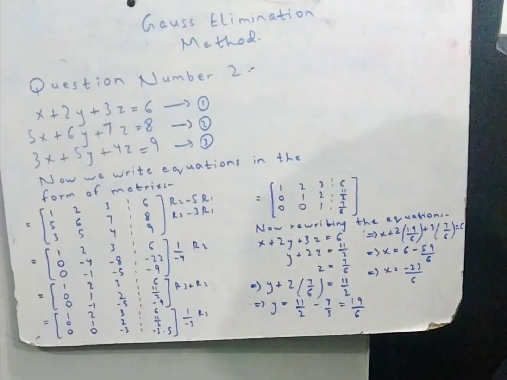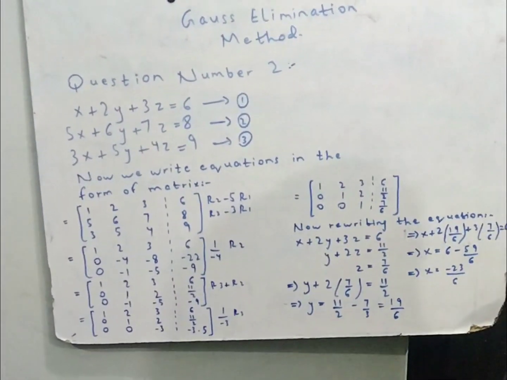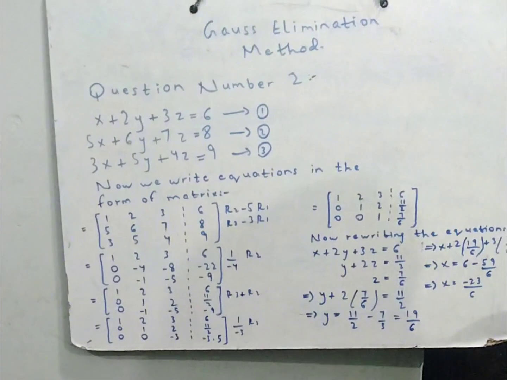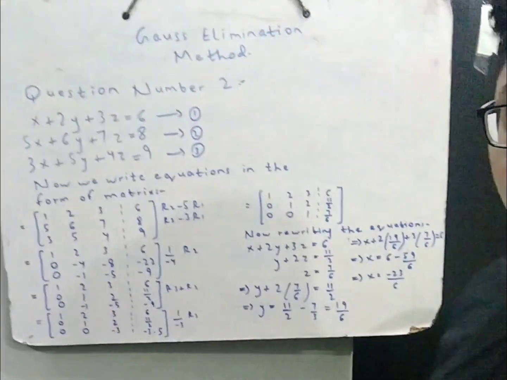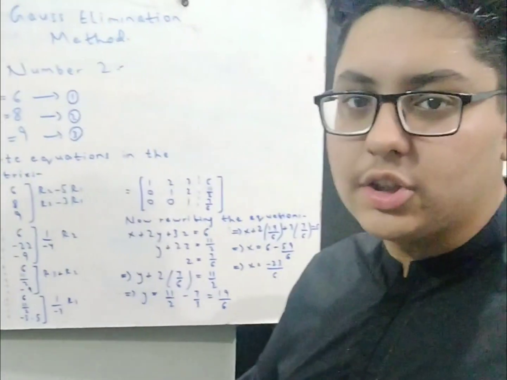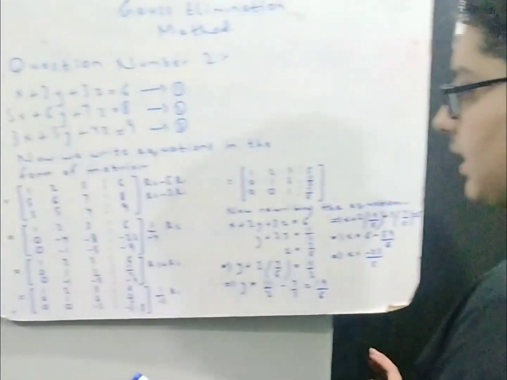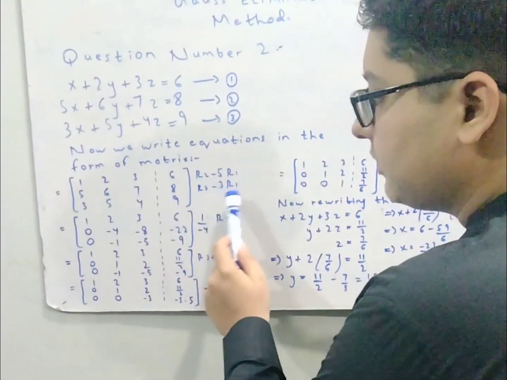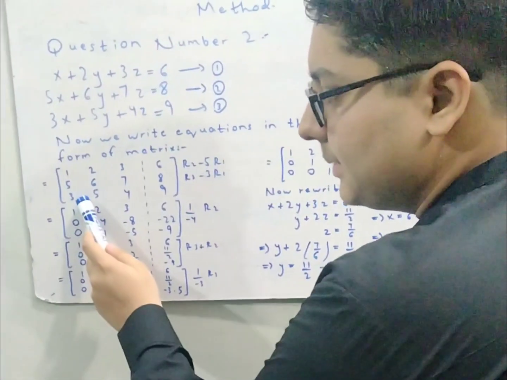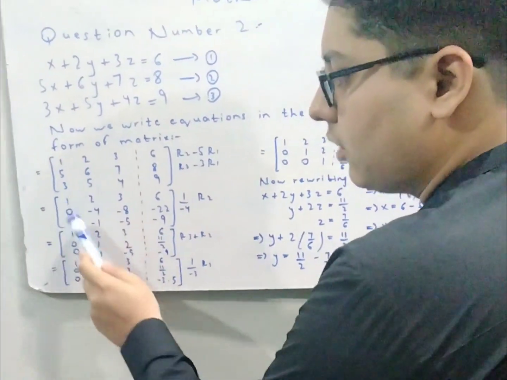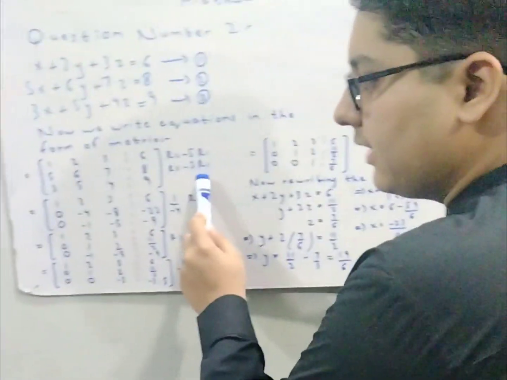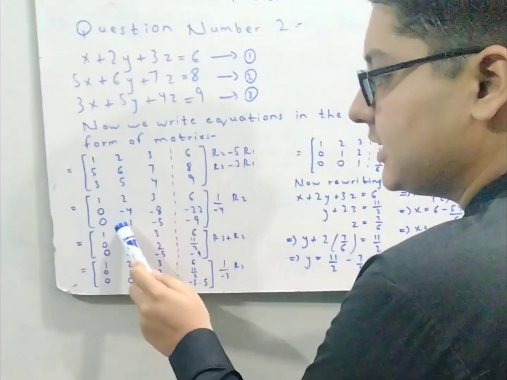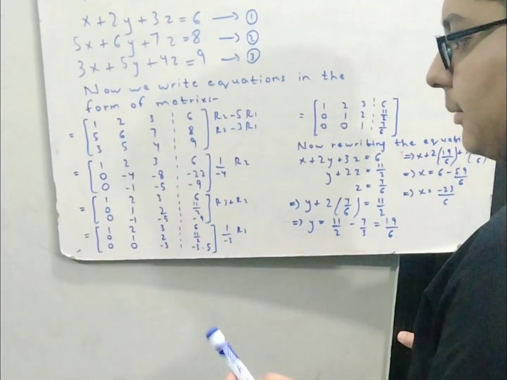In the previous video I tell you that what is echelon form and how it is formed. So if you don't know then please go back and watch my previous video. Now row 3 minus 3r1. Row 3 means 3, I want to make this 3 to 0, so row 3 minus 3r1 means this 3 becomes 0.